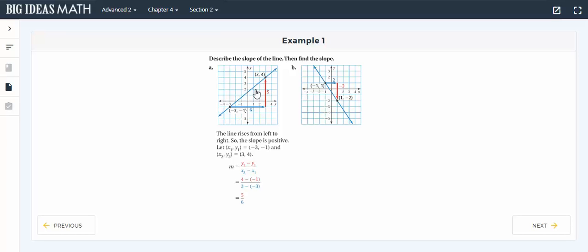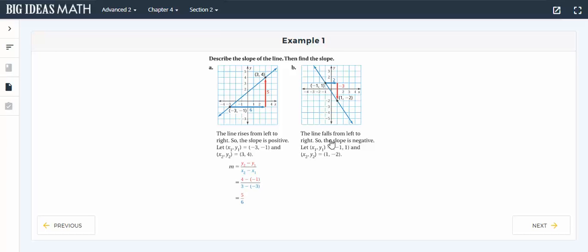So you can always count them if you have it drawn. You can always count the y and count the x's. But if you don't have it drawn and you want to just do the math of it, you can take the same order. Take the 4 minus the -1, the 3 minus the -3.